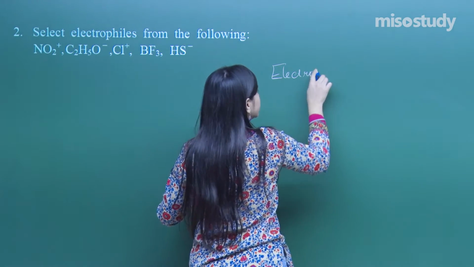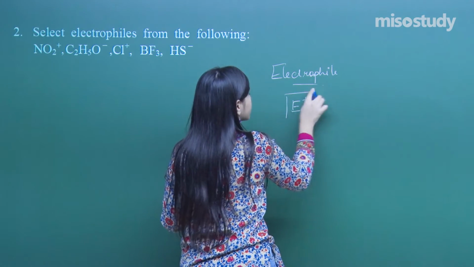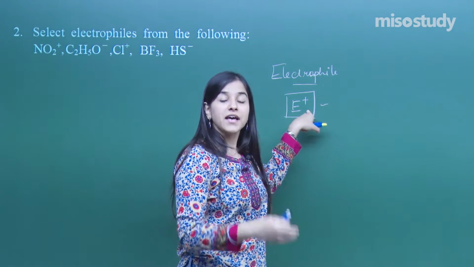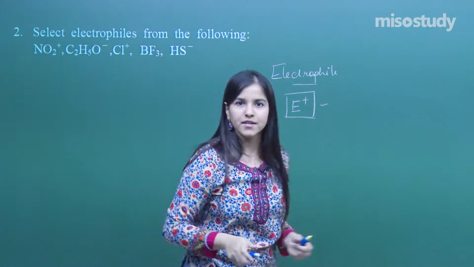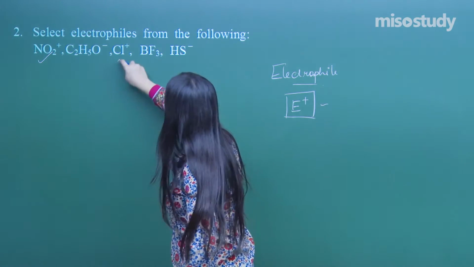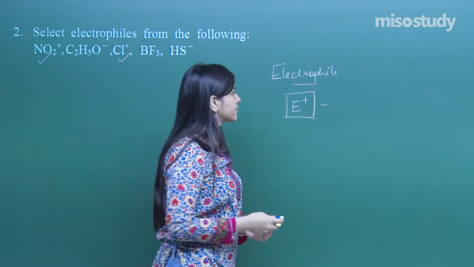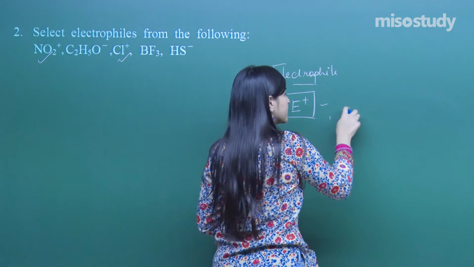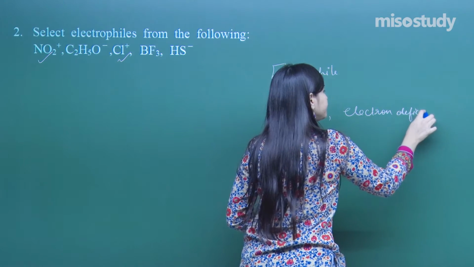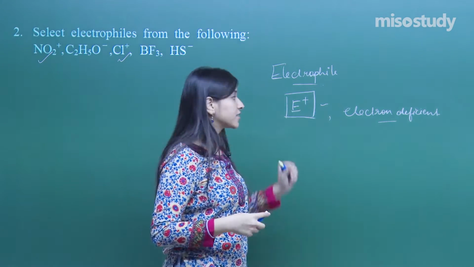Electrophile, I have told you that in short it is written as E positive, and this gives us an idea that any species having a positive charge is one, first is this. So let me just strike out. This one is an electrophile, this one is an electrophile, but there is another part of the definition left. That means any species which is electron deficient, and it's not necessary that it will have a positive charge.